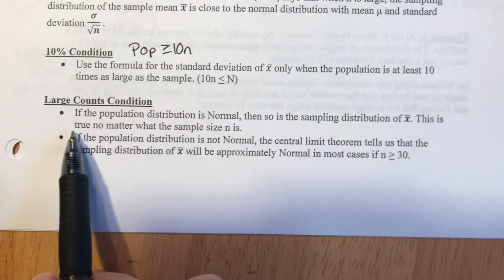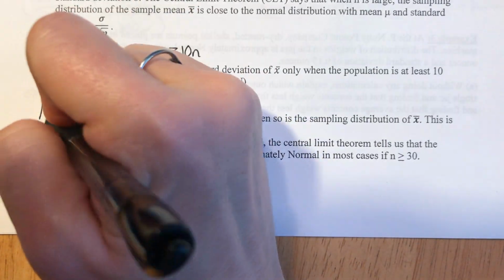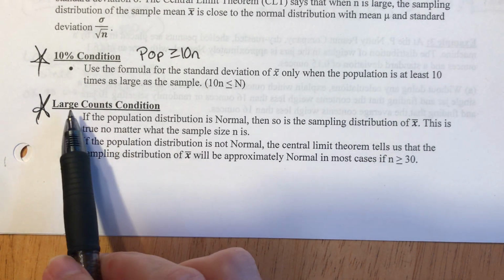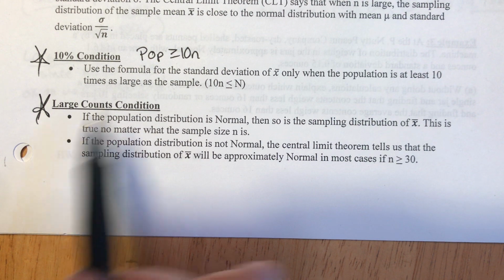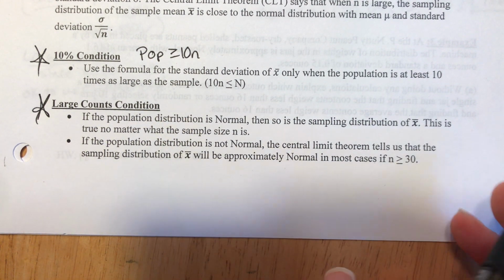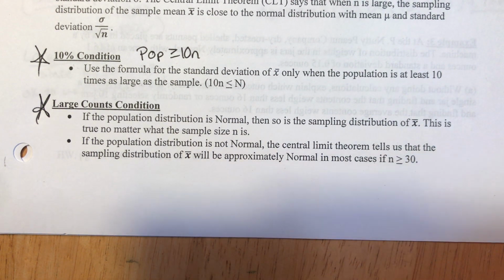Right? The other condition, because you always have to check both of these conditions, so whatever notes you make for yourself, all right? The other one, so last time for proportions, in order to use the normal curve, we had to check n times p is at least 10 and n times q is at least 10.